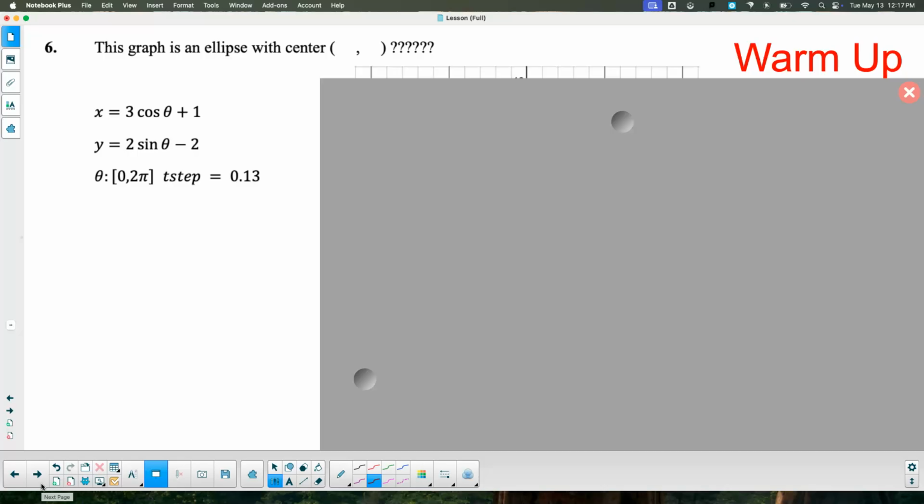Your calculator needs to be in radians. Okay? So anytime you see a trig function or you see pi, your calculator needs to be in radians for that particular graph. Okay? Graph this one, find me the center.